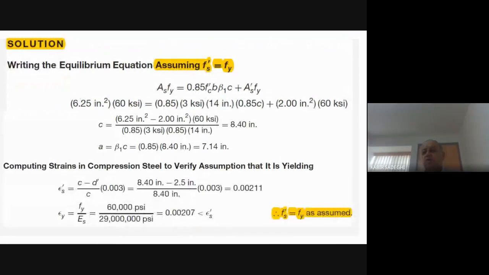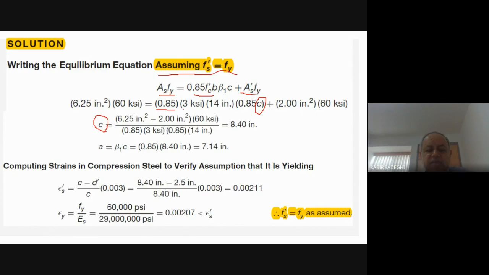Okay, writing the equilibrium equation, but first, as usual, we assume Fs prime equals Fy. We assume that the compression steel is yielded. And we write the equilibrium, Ts equals Cc plus Cs. When we apply the values, the only unknown here is c. For beta 1, because F prime c is less than 4,000 psi, beta 1 was 0.85. And the others, we apply the values that we have.